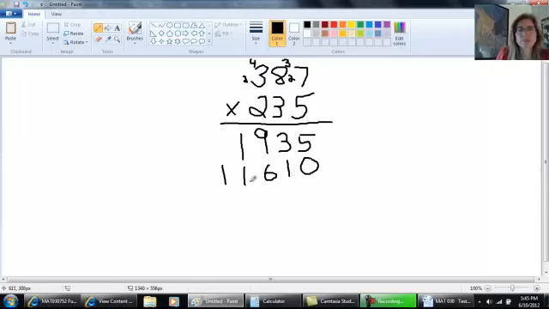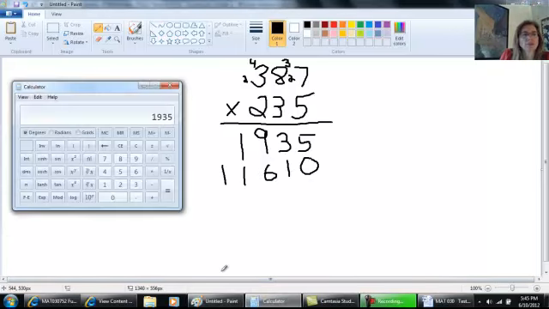So 3 times 387 should be 1,161. So let's get the calculator. We're going to clear it, and we're going to go 387 times 3 equals 1,161, and that's that number there.